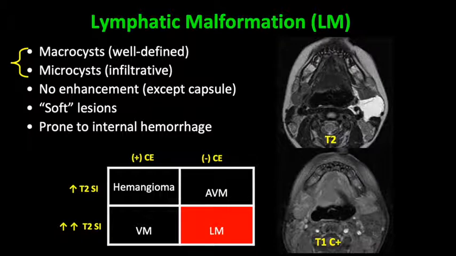Because macrocystic lymphatic malformations image like cysts, typically there'll be no contrast enhancement, or maybe minimal enhancement within septations or in the capsule. So in our little scheme, we're going to put this on the bottom right as a non-contrast enhancing lesion that demonstrates very bright T2 signal intensity, basically a common kind of cyst.